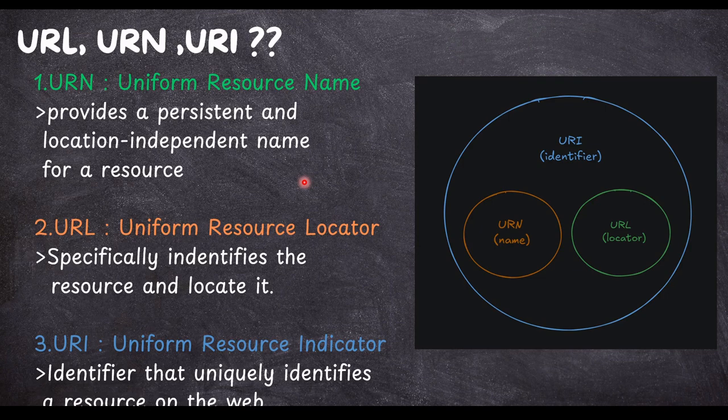So there comes URN. URL is basically the location of a particular website, or the address of a particular website. And URI is an identifier which identifies that particular website over the internet. URI consists of both URN and URL. Hope you get it. Now let's move forward.